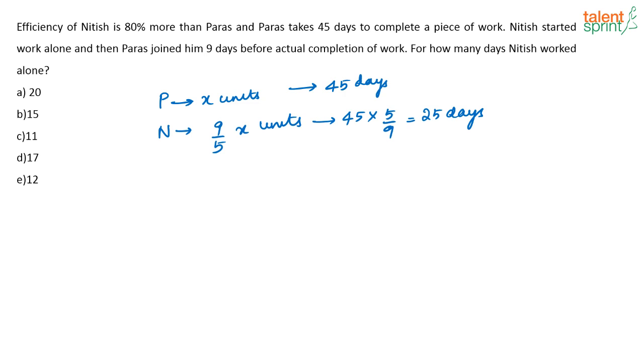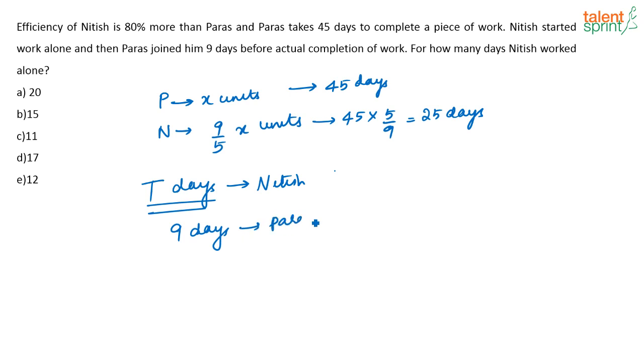Now, next what is given? Nitish started the work alone and then Paras joined him 9 days before the actual completion of the work. So, the work has been totally completed in T days. Out of these T days, Nitish has worked for all the T days. Paras has worked for the last 9 days. And the total work is completed. And what are we supposed to find out? We are supposed to find out for how many days Nitish worked alone.